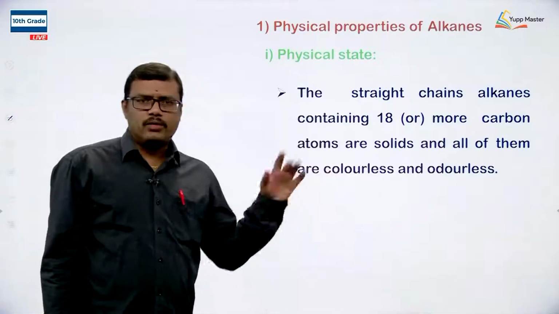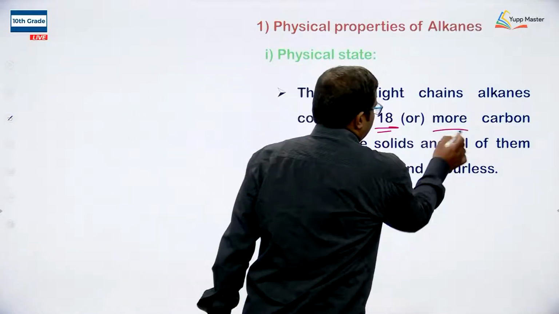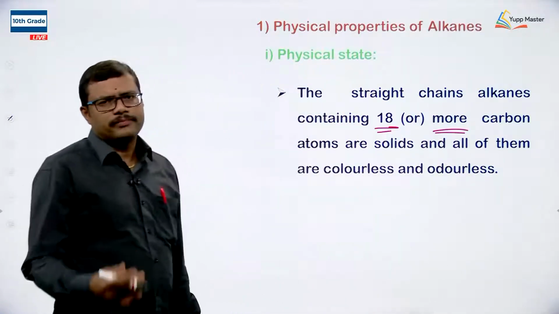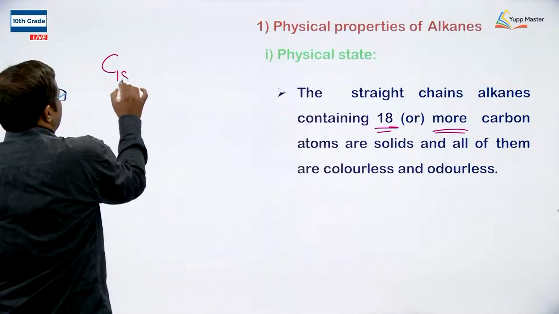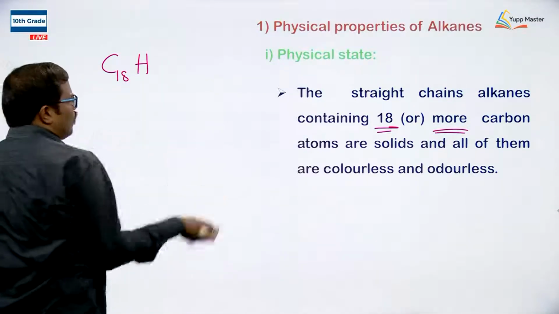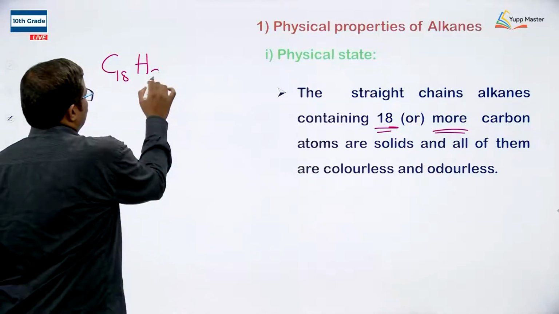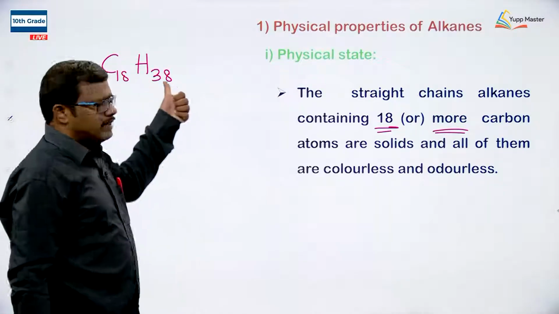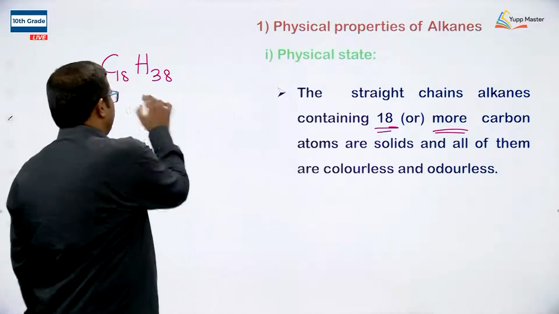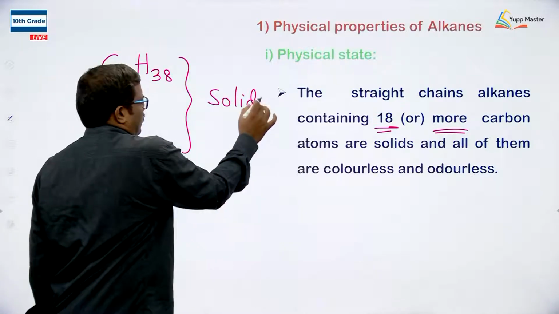So, what about the other ones? The alkanes which have 18 or more carbon atoms. 18 twos are 36 plus 2, 38. So, C18H38 onwards, all of them are solids.